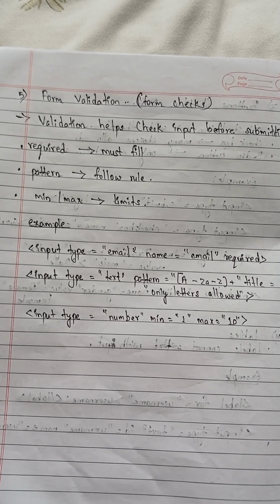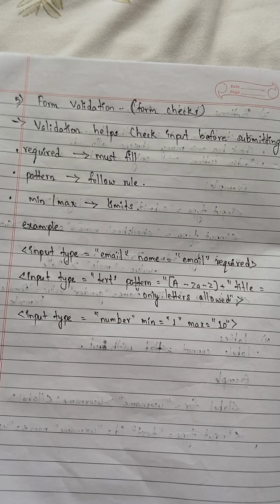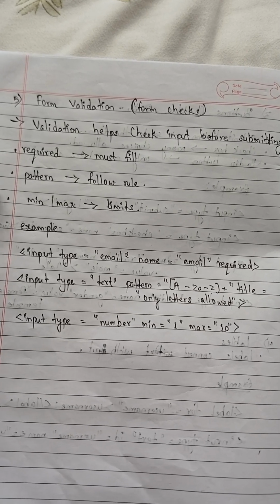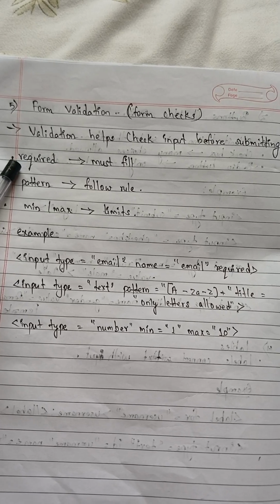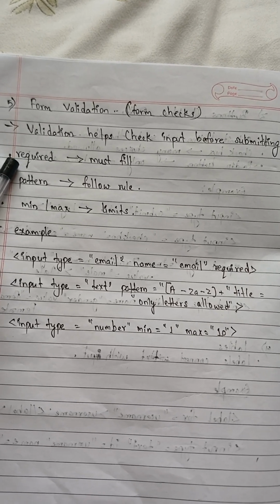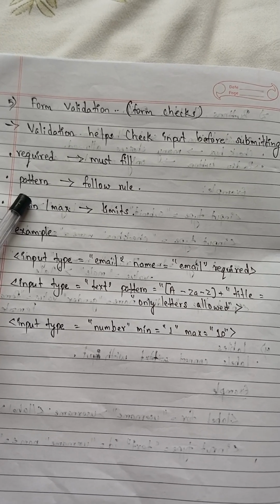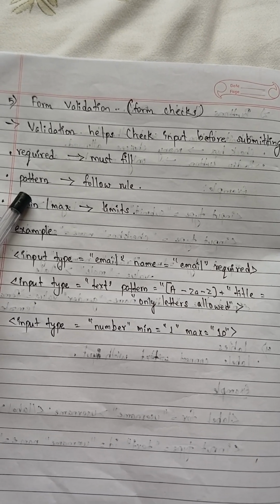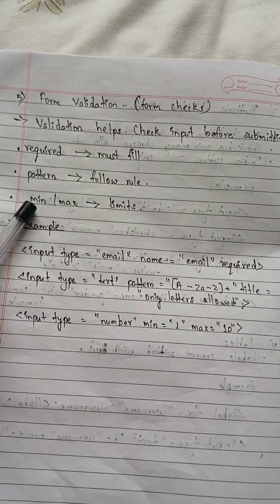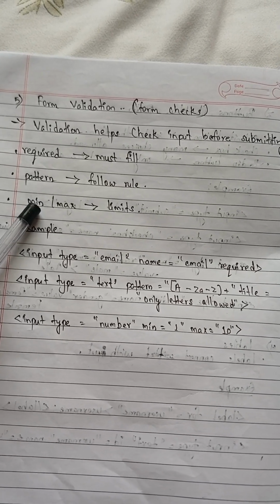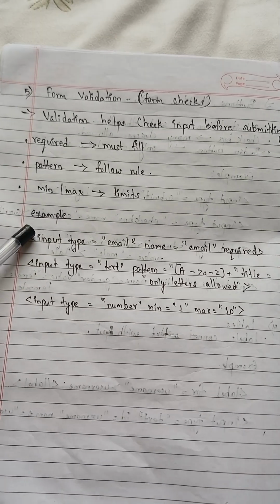And number 5 is form validation. We can also say form checks. Validation helps check input before submitting. And here, number 1 is required. It means the box cannot be left empty. Pattern means it allows us to set rules like only letters. Min and max are used to set limits for numbers. And here is an example, you can see.